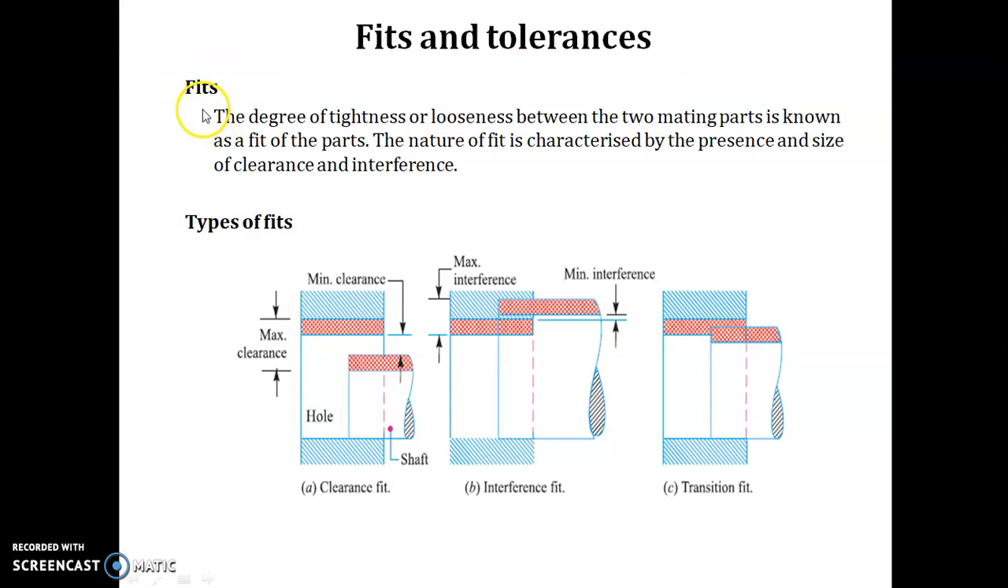So fits are nothing but the degree of tightness or looseness between two mating parts. This degree of tightness or looseness is characterized by the presence of clearance and interference. In clearance fit there is some clearance, but in interference fit there is no clearance. It is fit by pressure. Consider figure A. It is a clearance fit. In the clearance fit, the shaft has some tolerance.